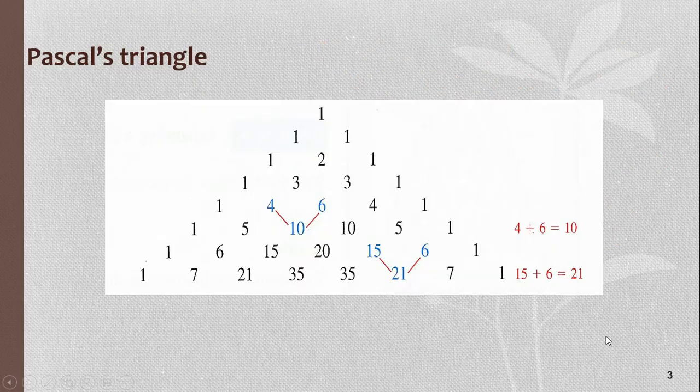So reviewing Pascal's triangle starts with the 1 on top, then 1 and 1, and then adding each of the elements together to get the next element. So 1 plus 1 is 2, 1 plus 2 is 3, 1 plus 3 is 4, 4 plus 6 is 10, and so on down the line. And this could go on infinitely if we wanted to.